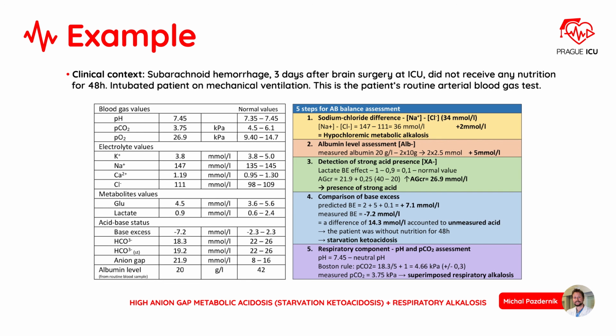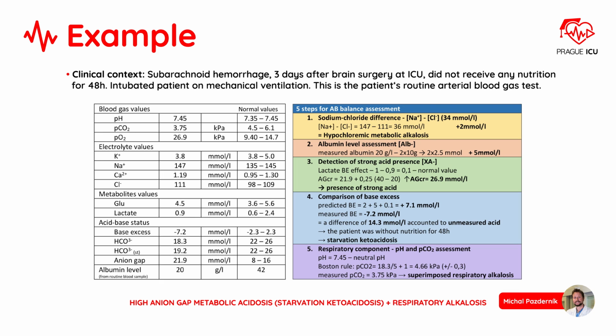Now let's take a practice using our clinical case. We have a patient with subarachnoid hemorrhage. 3 days after brain surgery at ICU. Didn't receive any nutrition for 48 hours. Patient is intubated on a mechanical ventilation. This is the patient's routine arterial blood gas test.